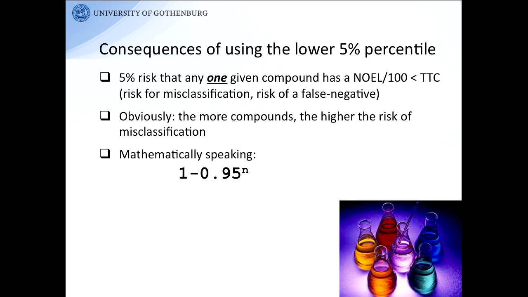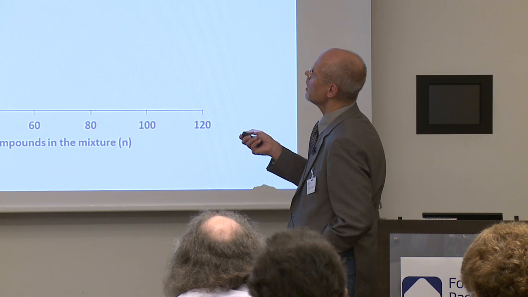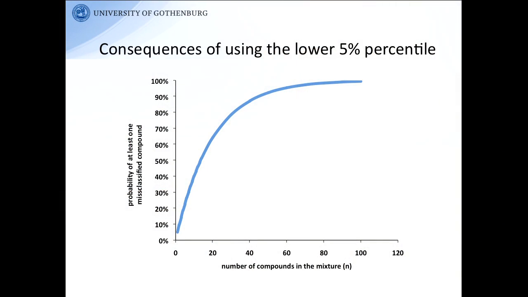It's always a bit hard to translate that into something visual, so here is the plot of that function. Here you have the number of compounds in a given mixture, and here you have the probability that you have at least one compound in your mixture where the TTC is insufficient, not sufficiently protective. And what you see is, of course, that the more compounds you have, the higher the risk of a misclassification is.